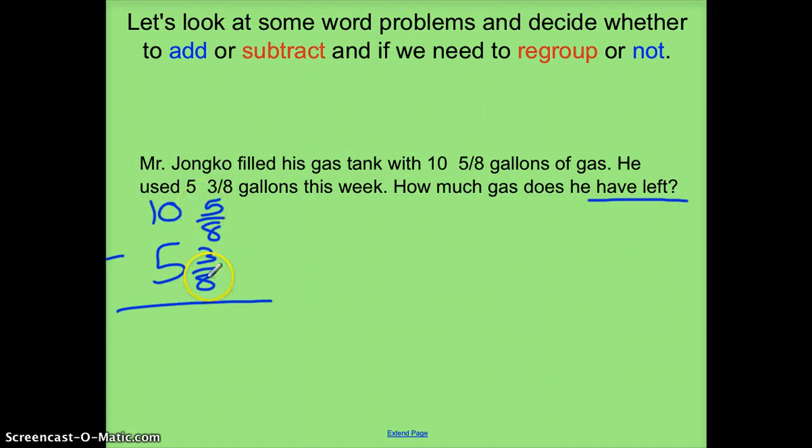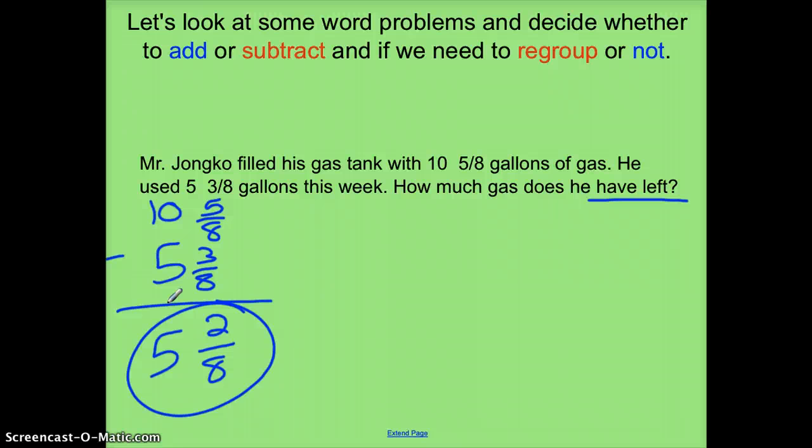Now I'm going to think 5/8 and 3/8. Can I subtract 3/8 from 5/8? I think I can. 5/8 minus 3/8 is 2/8. And 10 minus 5 is 5. So let me look at my mixed number, whole number. This is a regular fraction, it's not improper. This looks like it can just be my answer the way that it is. So here's a problem where I do not need to regroup because the answer turned out fine the way that it is.